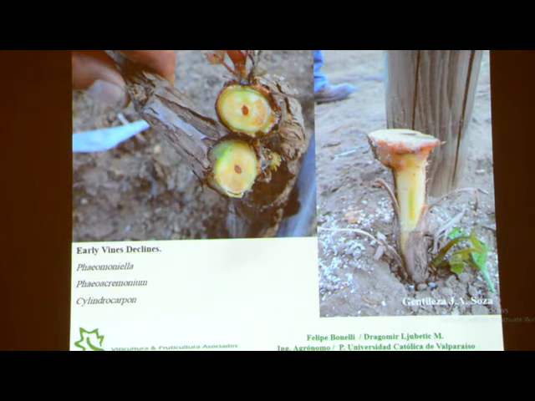So it's mandatory, an obligation for the vine nursery to work with clean materials.